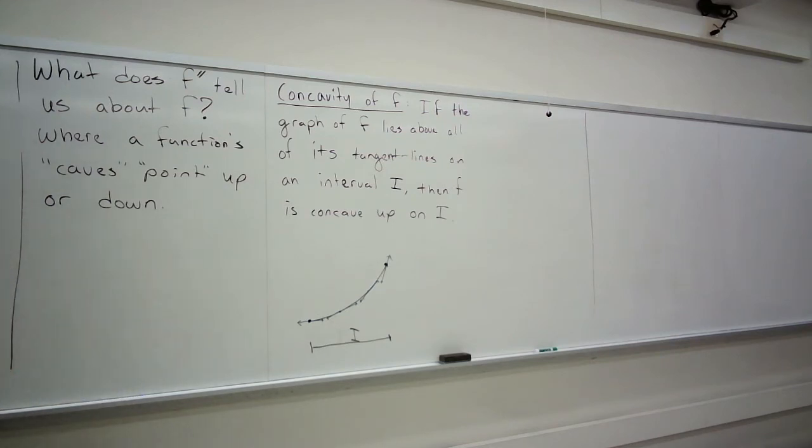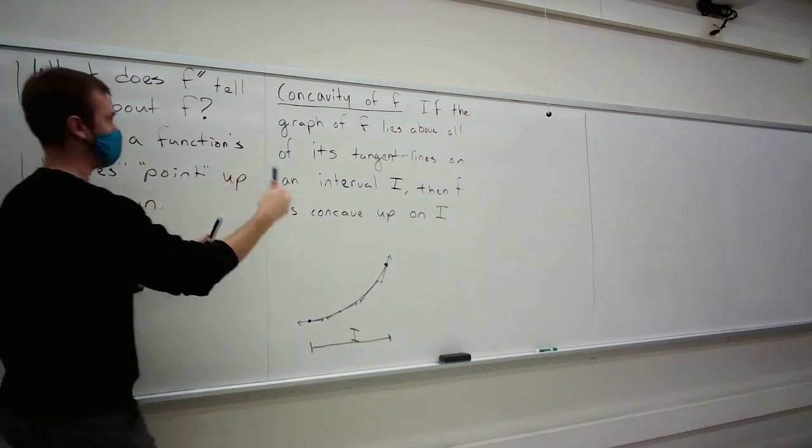So over here, notice if I pick anything to the left of this point and draw tangent lines, the curve is actually below. But if I pick anything over here and draw tangent lines, my curve is always above those tangent lines. So over here we have concave up. Over here we have the opposite, concave down.